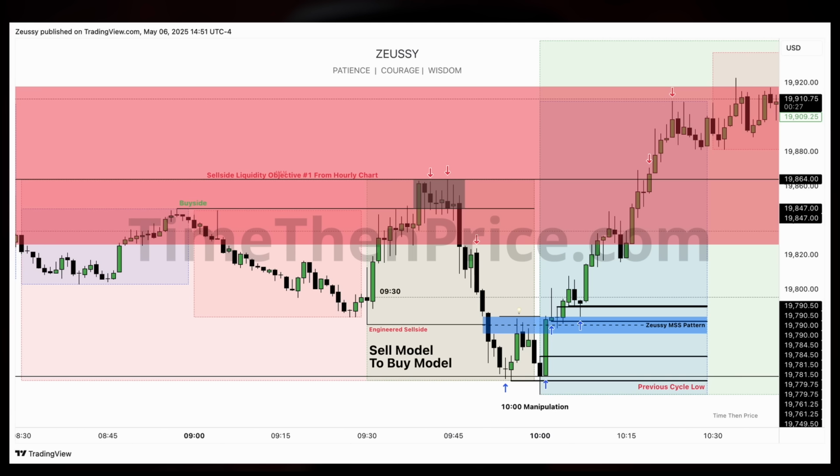However, what do we know to be the drawing liquidity for the day on the downside? The drawing liquidity on the downside is that Thursday low, is that RE sell side liquidity pool objective.